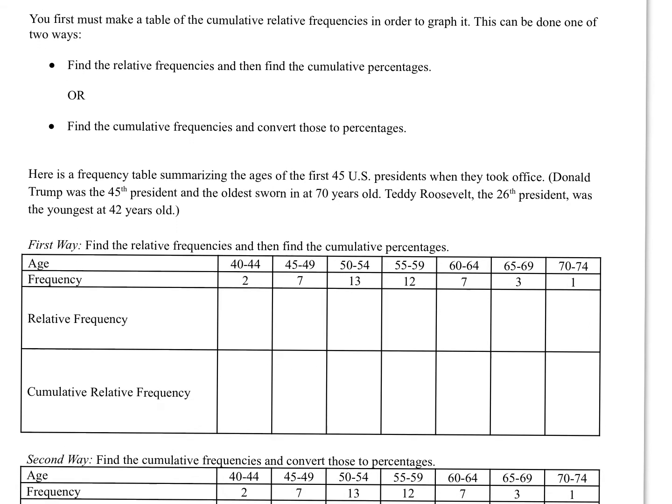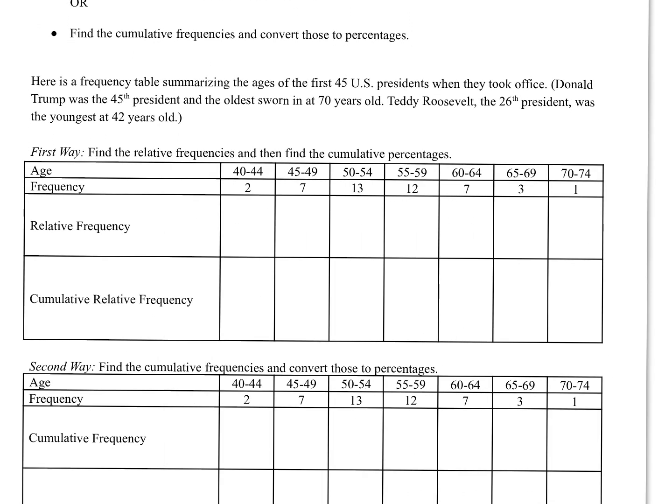So in the tables that we're going to look at, for example, we have the ages of the first 45 U.S. presidents when they took office. So Joe Biden is not included. It only goes up till Donald Trump. Just a couple fun facts. Donald Trump was the 45th president and was the oldest sworn in at 70 years old, and Teddy Roosevelt, the 26th president, was the youngest at 42.